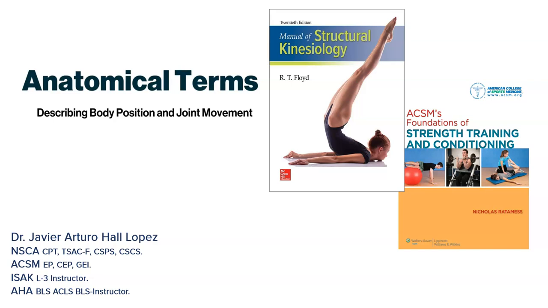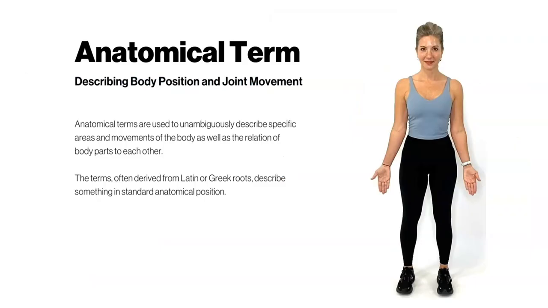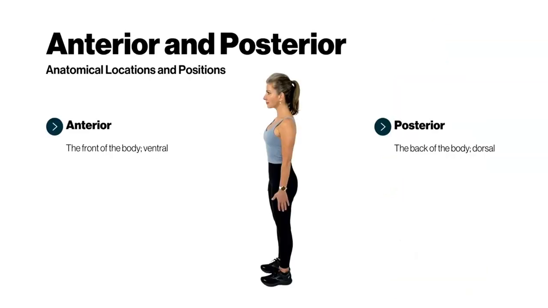Hello, this is Dr. Hall, and now let's review the standard anatomical terms of location used to describe anatomy and movements in humans. The terms are often derived from Latin or Greek roots, and they describe something in standard anatomical position. The position provides a definition of what is in the front or what is in the back and so on.